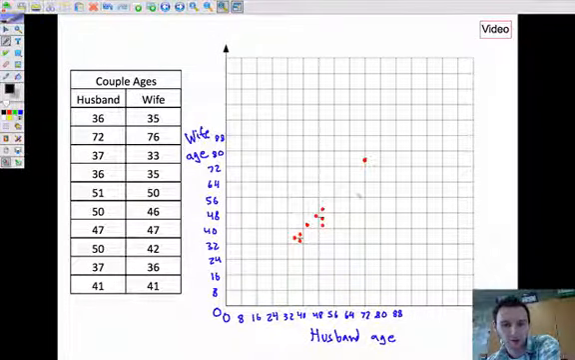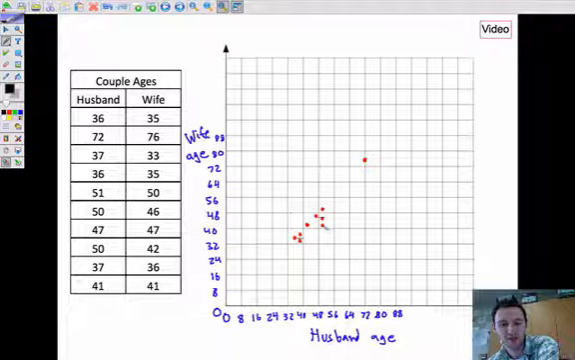Okay, so we've got all the points plotted. We see that there's a lot of points right in this area, right around the 30, 40, 50 ages. And then we've got this older couple here, the 72 and the 76. And so what we can do is fit a line to these values. And to do that, we're going to try to pick 2 points that will make a line that goes through most of the points, or as close to as many of them as we can.